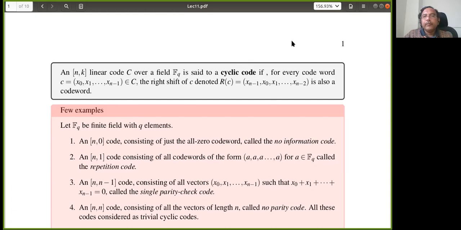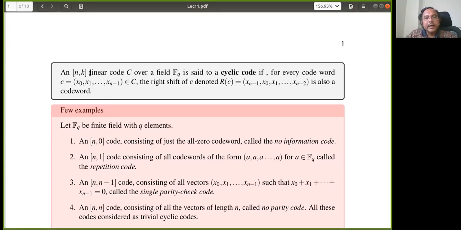Okay, see, today's topic is cyclic code. I will first try to give you the overall picture, then we'll go to the results one after the other carefully. So today's topic is cyclic codes.